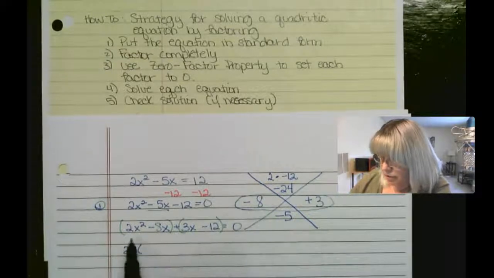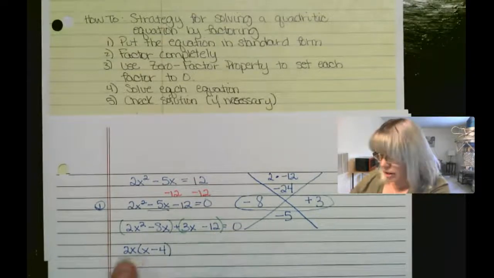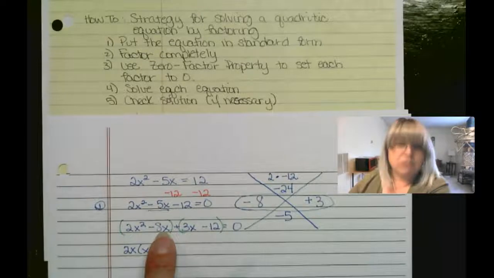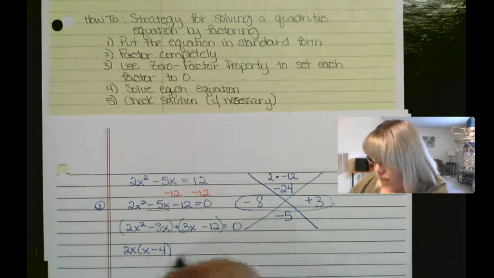And if I pull out a 2x, I am left with x minus 4. And just to double check, 2x times x is 2x squared. 2x times negative 4 is negative 8x. Perfect. I can get right back to where I started from.